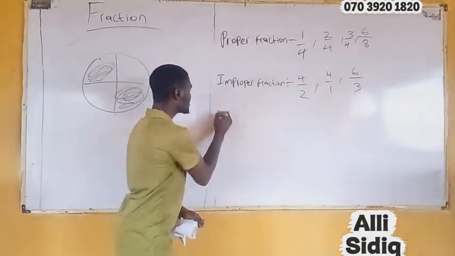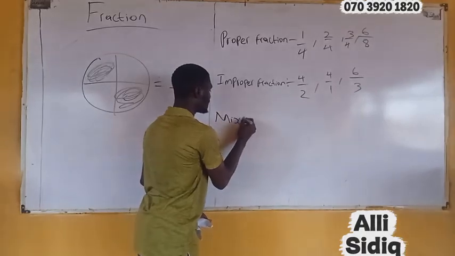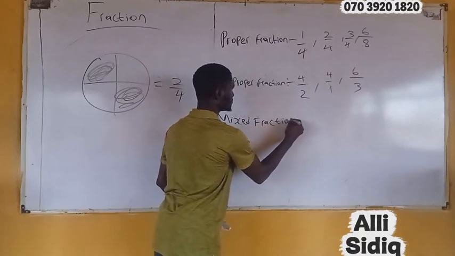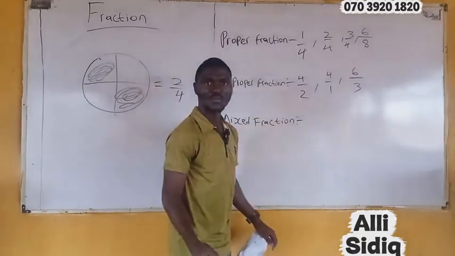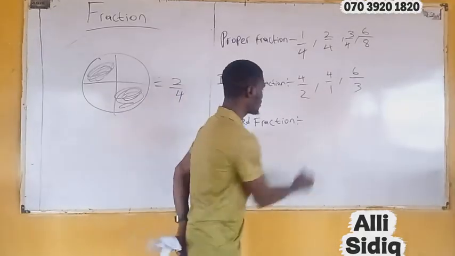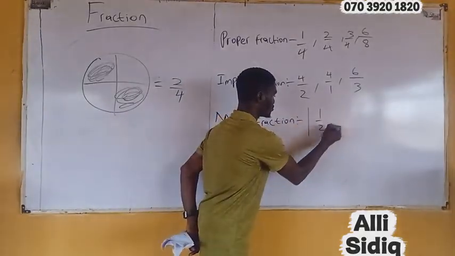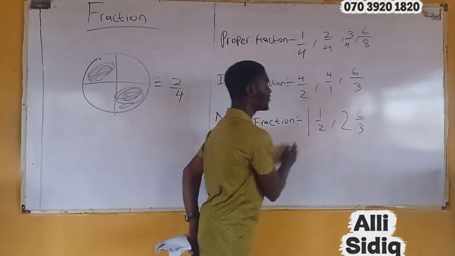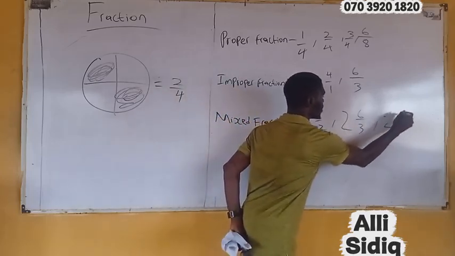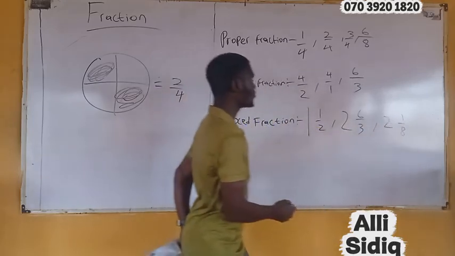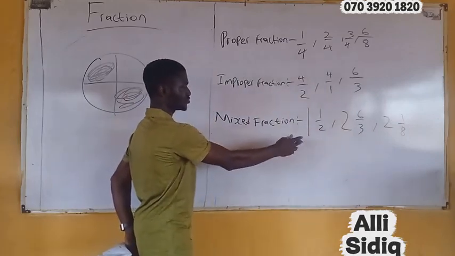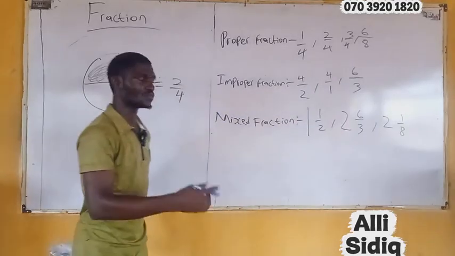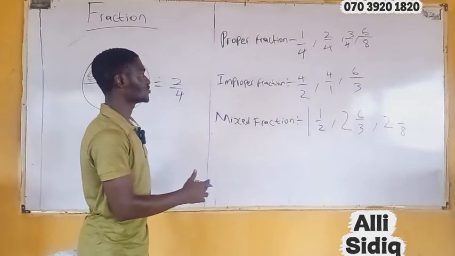So now we also have mixed fraction. For a mixed fraction, you see a whole number with a fraction: 1 whole number 1 over 2, 2 whole number 6 over 3. This is an example of a mixed fraction. 2 whole number 1 over 8. This is an example of what? Mixed fraction. A whole number and a fraction on its own is what we call a mixed fraction.